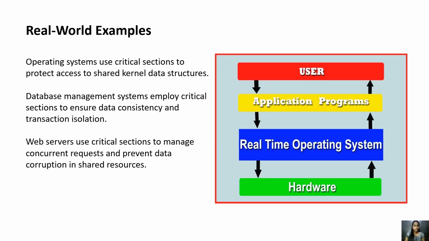Real-world examples. Operating systems use critical sections to protect access to shared kernel data structures. Database management systems employ critical sections to ensure data consistency and transaction isolation. Web servers use critical sections to manage concurrent requests and prevent data corruption in shared resources.